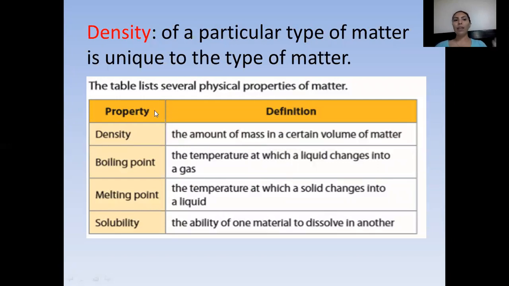One of these physical properties: density, boiling point, melting point, solubility. And what's the meaning of density? As we listened in the video, mass per volume, mass in a certain volume of matter. Boiling point, the temperature at which a liquid changes into a gas. Melting point, temperature at which a solid changes into a liquid. And solubility, the ability of one material to dissolve in another.